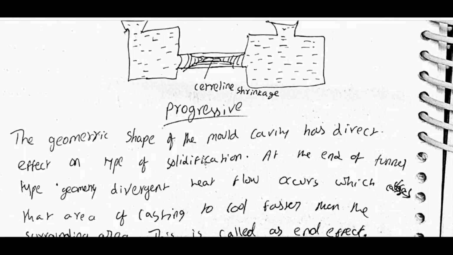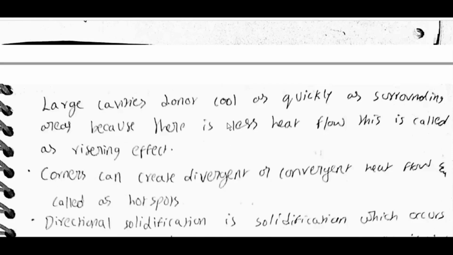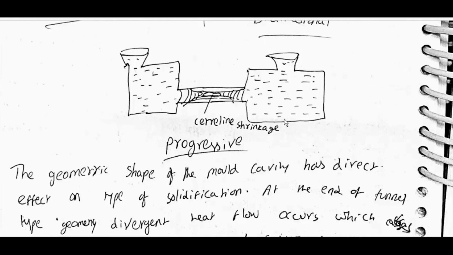The geometric shape of mold cavity has direct effect on type of solidification. At the end of tunnel type geometry, divergent heat flow occurs which causes the area of casting to cool faster than the surrounding area. This is called as end effect. Large cavities do not cool as quickly as surrounding areas because there is less heat flow. This is called as rising effect.